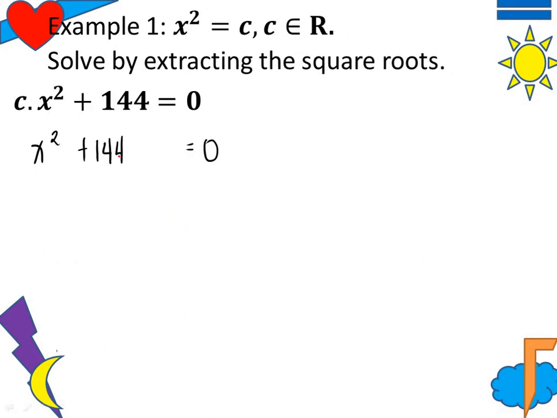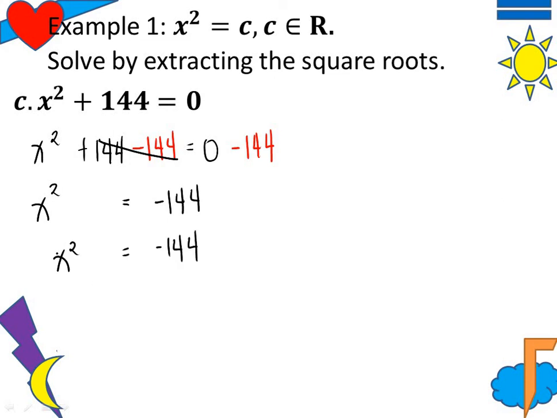Letter C, we have here x squared plus 144 is equal to 0. So step 1, isolate our constant term. Since this is plus 144, add natin yung additive inverse niya, which is minus 144 on both sides of our equation. Simplify natin, we have here x squared. 144 minus 144 is 0. Is equal to 0 minus 144 is negative 144.